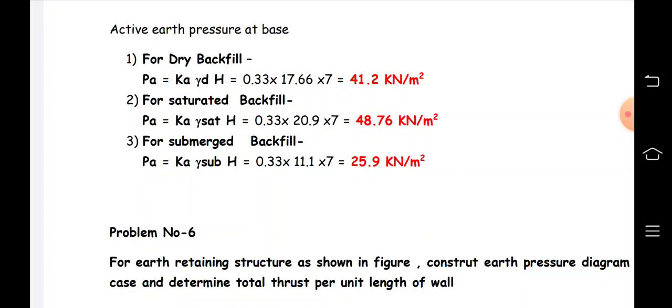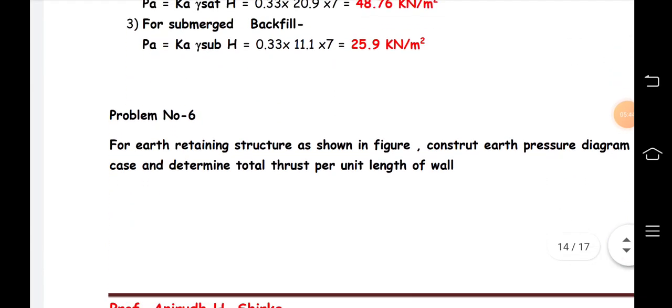So here, for the base: Ka gamma submerged into H. Ka is 0.33, gamma submerged is 11.1, into 7. So our answer is 25.9 kilonewton per meter square.